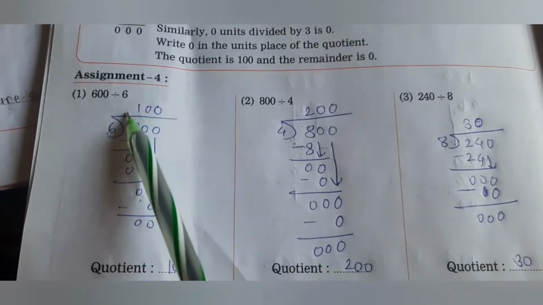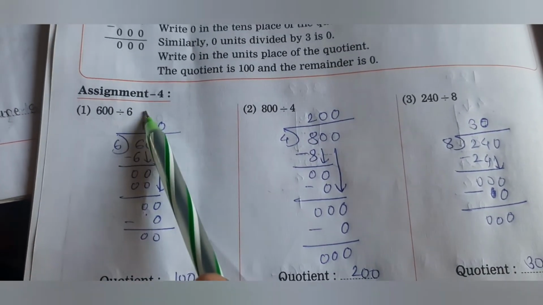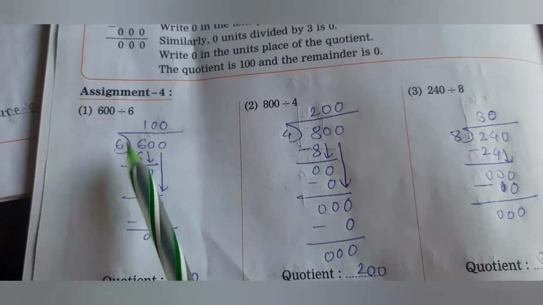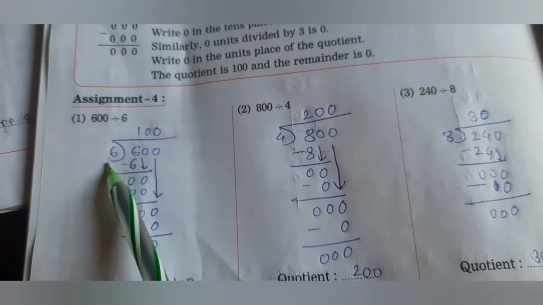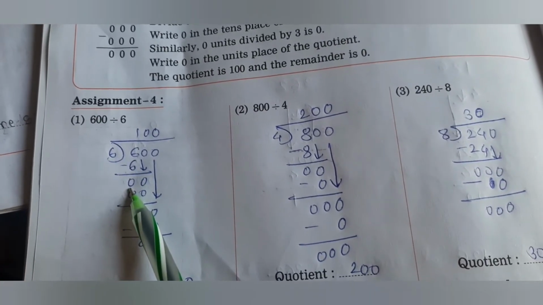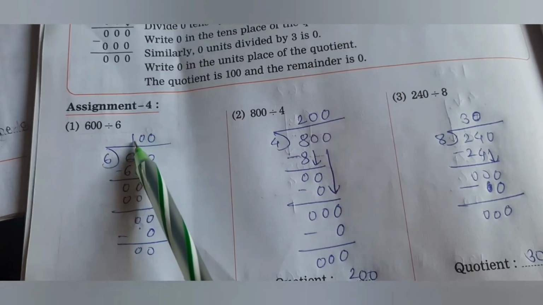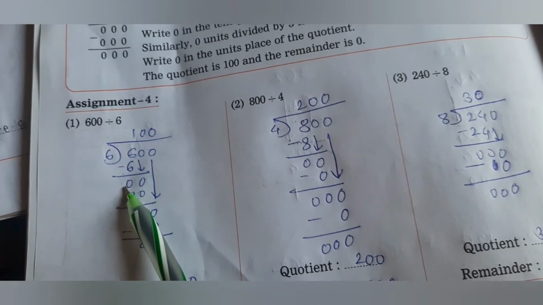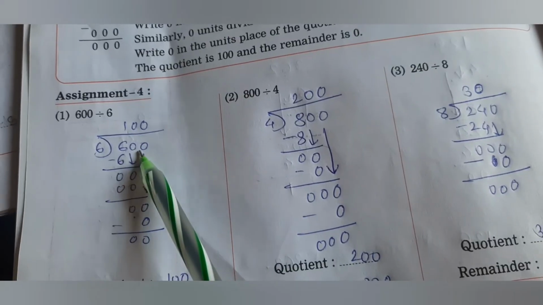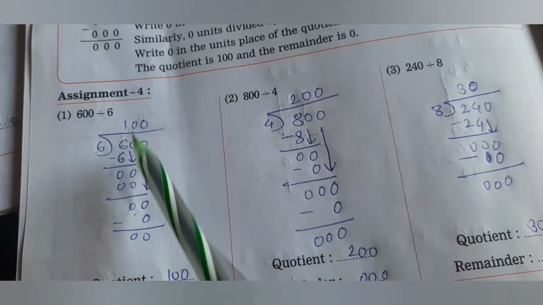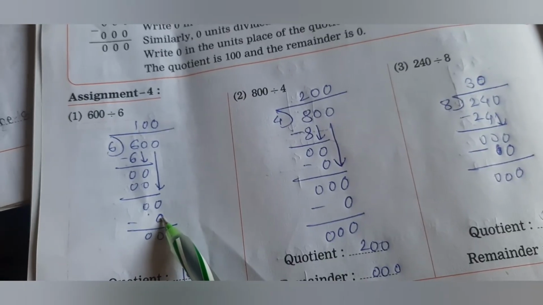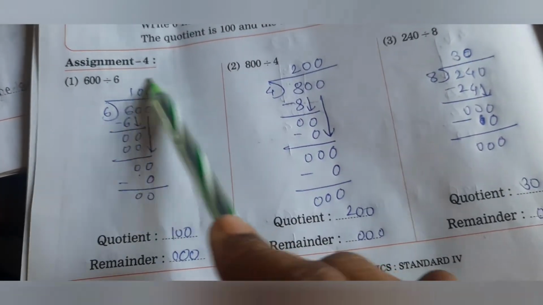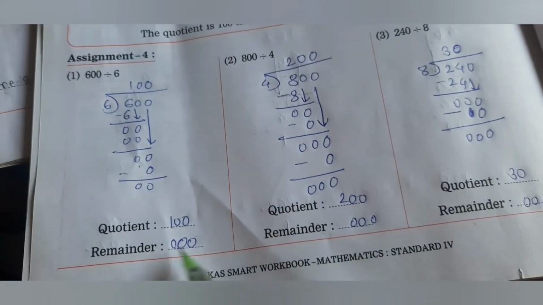Assignment number 4. 600 divided by 6. You can write it this way. 600. Then write 6. 6 ones are 6. Remainder will be 0. 1 is in the 100 place of the quotient. Then 6 minus 6, 0. Next is 0. Bring down the 0. 6 zeros are 0. Again bring down the 0. 6 zeros are 0. 0 minus 0. Remainder is 0. Your quotient is ready. Quotient is 100. Remainder is 0.